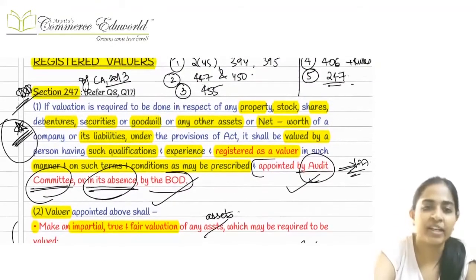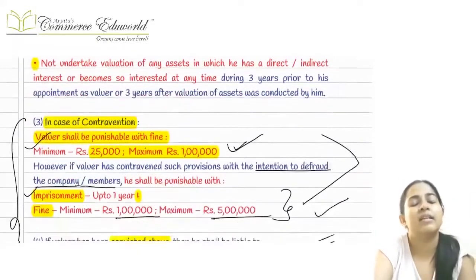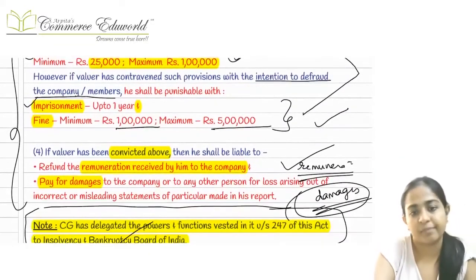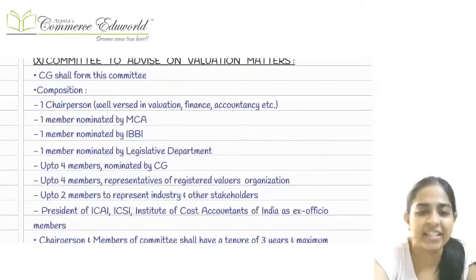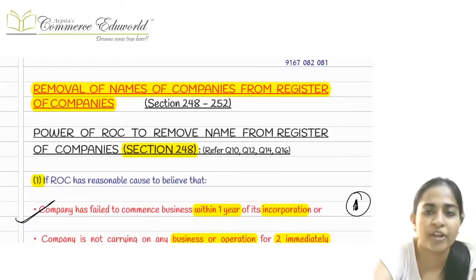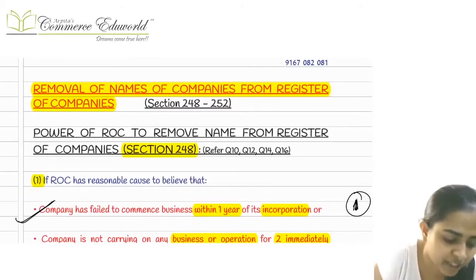This I had mentioned in the regular batch also. This is conducted by the IBBI. So this was all about your registered valuers, section number 247.